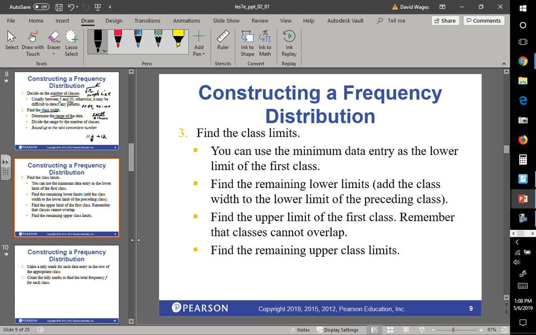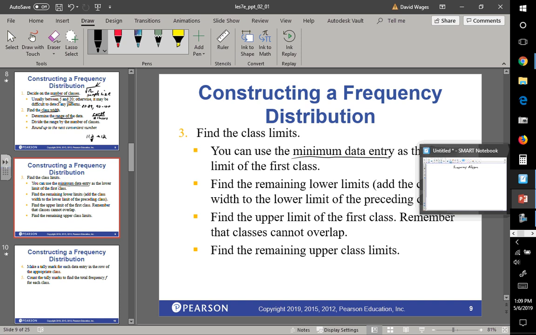So then we have to find our class limits. Sometimes we start with the lowest value. Depending on what that lowest value is and our class width, sometimes we might go slightly below our lowest value. For example, if our lowest value is 52, we might want to start at 50 as our lowest class boundary instead of 52. Just depends on our class width and our data, and so forth.